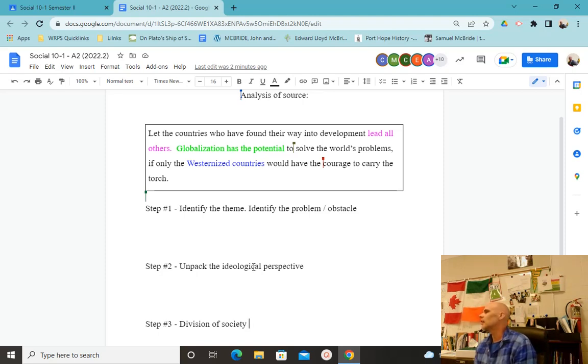Yes? They exploited the Congo. King Leopold in the Congo. He committed a genocide. 10 million Congolese people died as they extracted rubber for the wealth of the royal family of Belgium, King Leopold II. So, when the source says, let the countries who have found their way, found their way seems to be ignoring the burden that Western countries placed upon others in order to find their way.